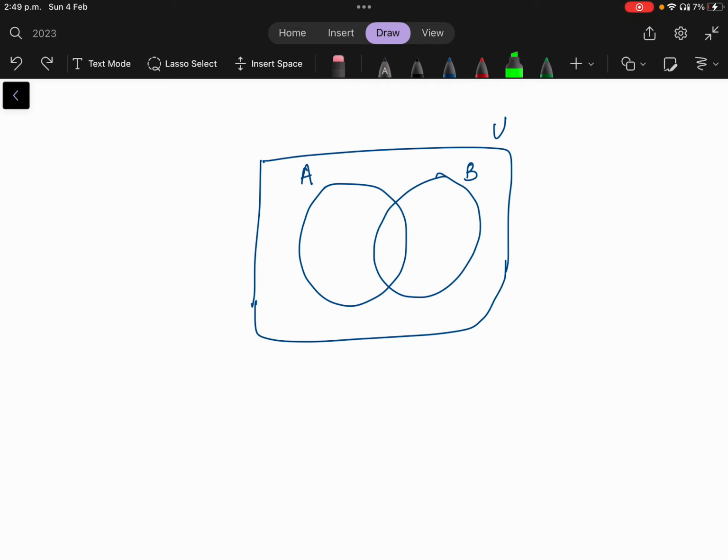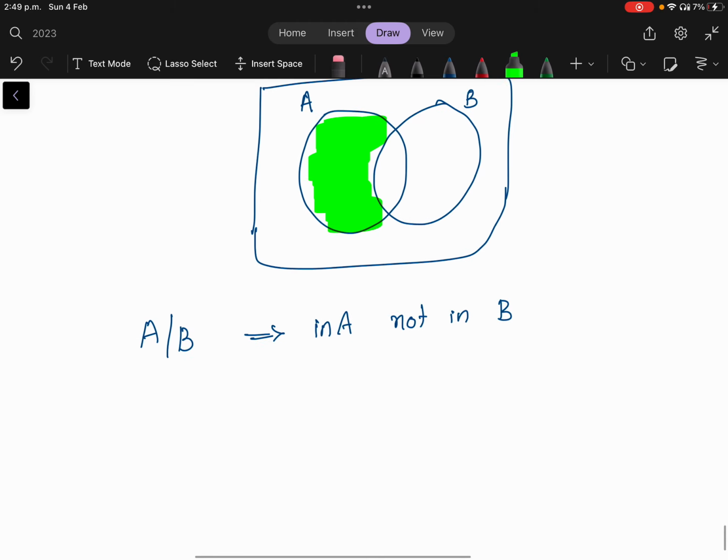Then there is set difference, which means A difference B. So the format for A difference B is in A, not in B. So in A, not in B. So if you need to color it, or shade it, it is this portion, in A, not in B. That is A difference B. And you have the cardinality of A, which is called the number of elements of A. So if you have A = {1, 2, 3, 4}, the cardinality will be 4.